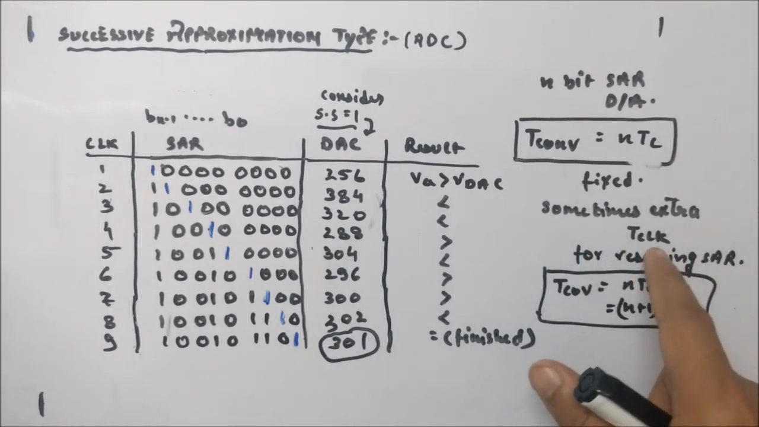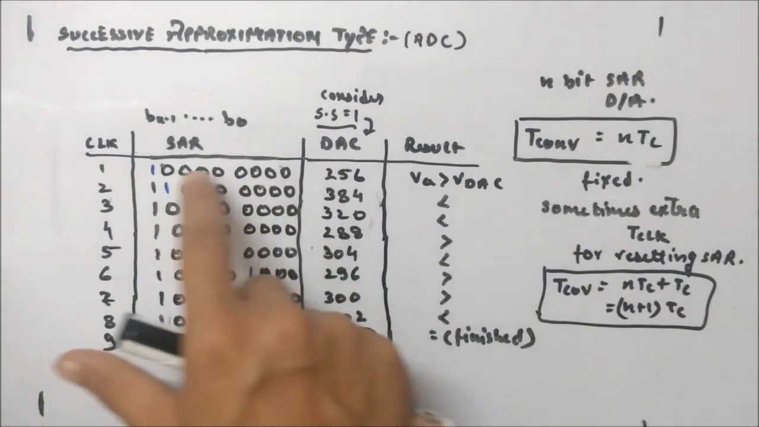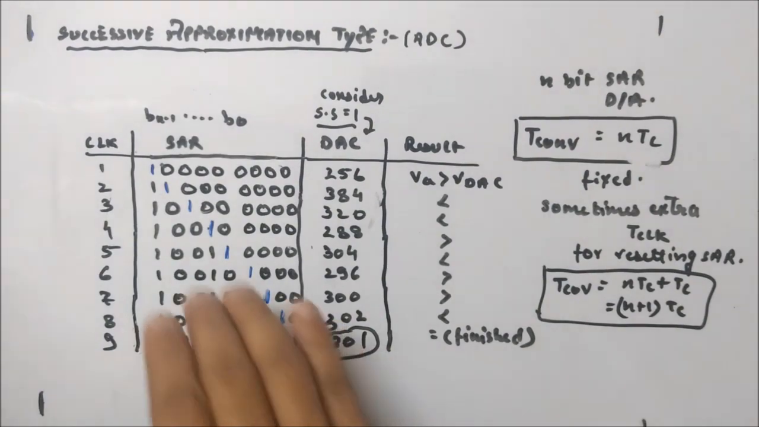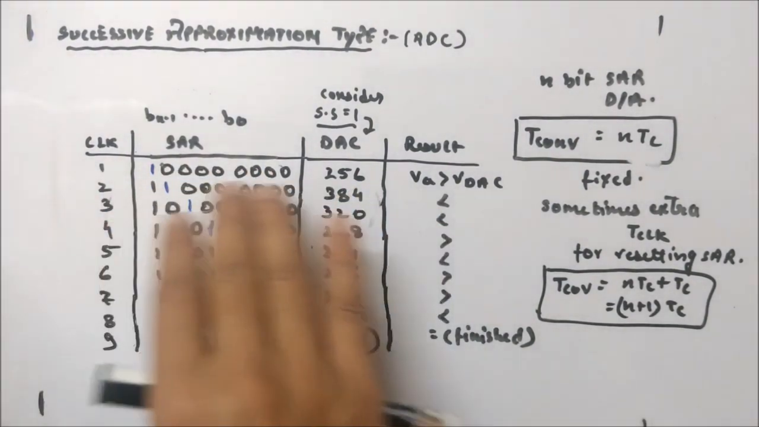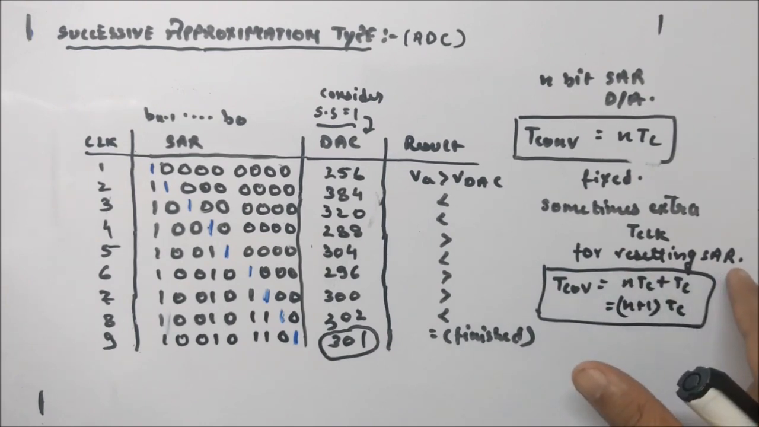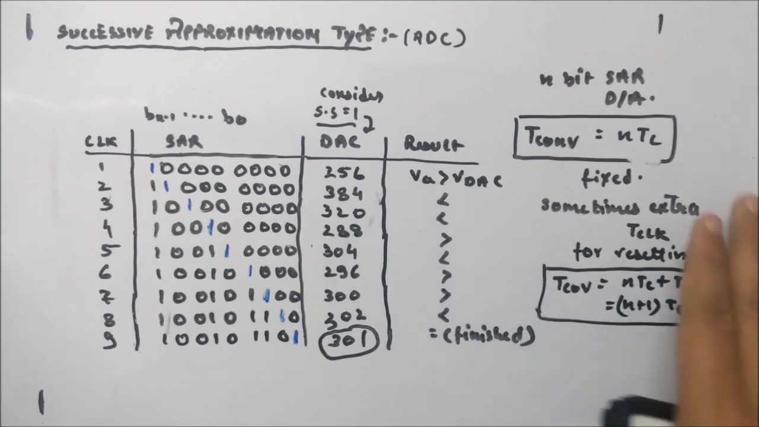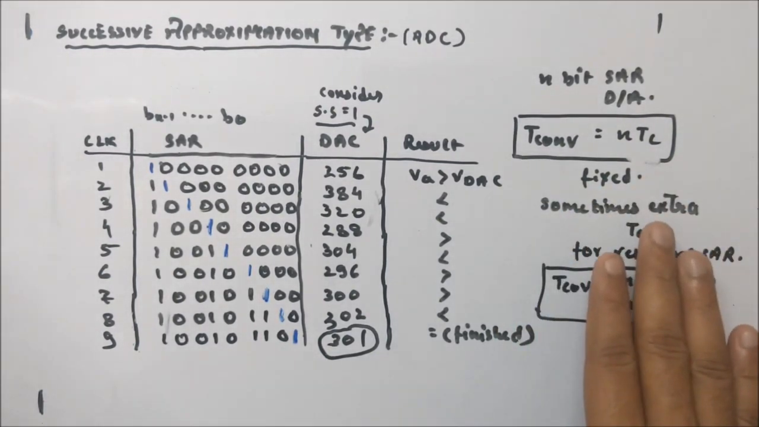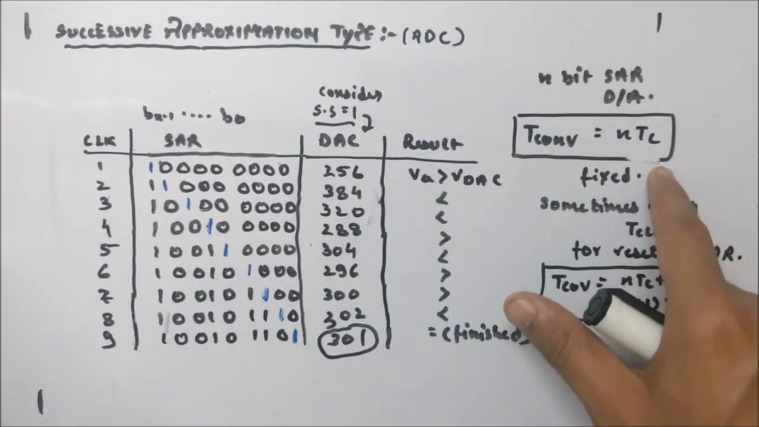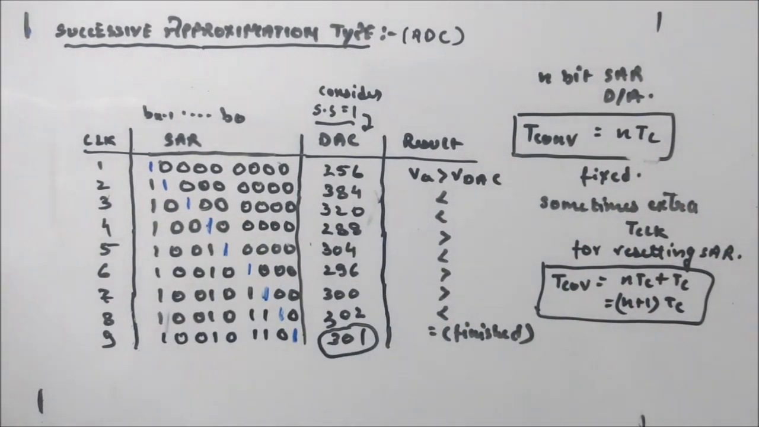Now sometimes there is one extra clock required just to reset this register SAR, so that if some bits are 1, they will be reset to all zeros. Okay, so sometimes you need an extra clock pulse for resetting SAR. So the total conversion time becomes (n plus 1) T_C, but this is usually not used. I mean, it is by default assumed that SAR is reset. So this is the conversion time usually used for successive approximation.